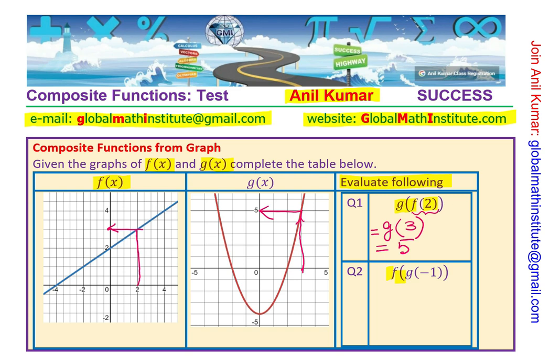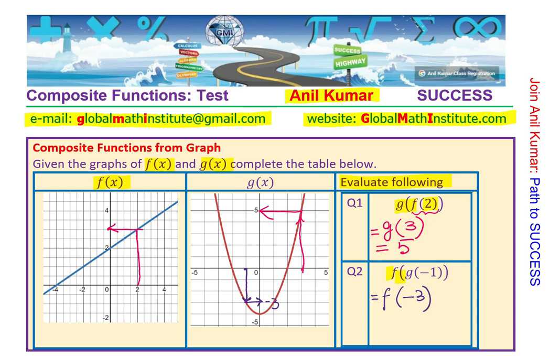Great. I hope this concept is absolutely clear. Now you can try to answer the next one, which is f of g of minus 1. Let's repeat the process. G of minus 1 means at minus 1, what is the value of g? So at minus 1, the g value is how much? You can see on the graph, it is minus 3. So we get minus 3 here.